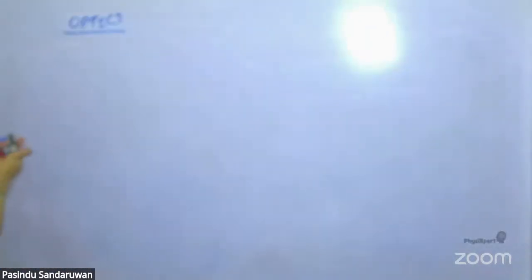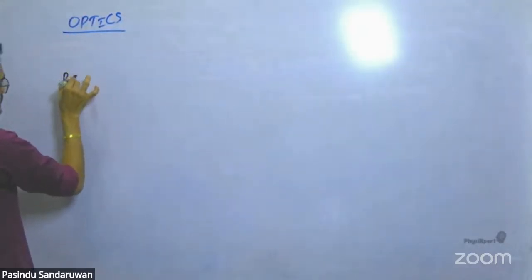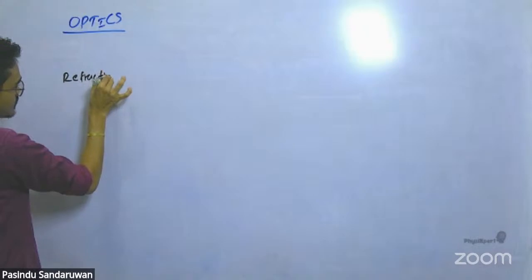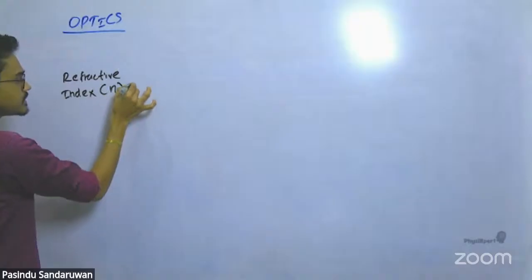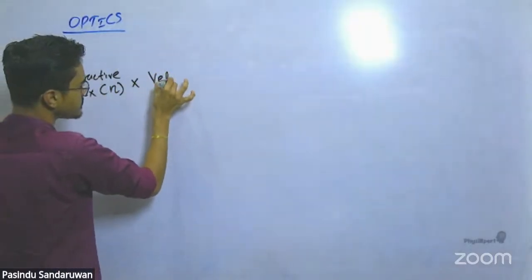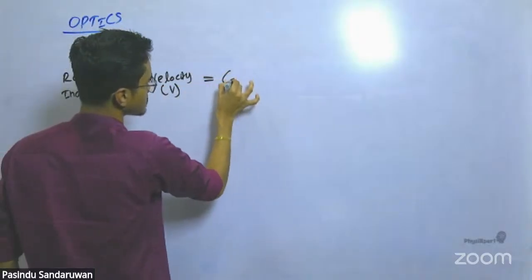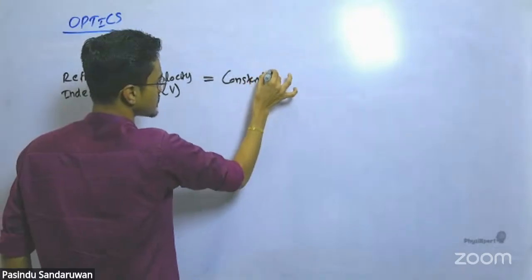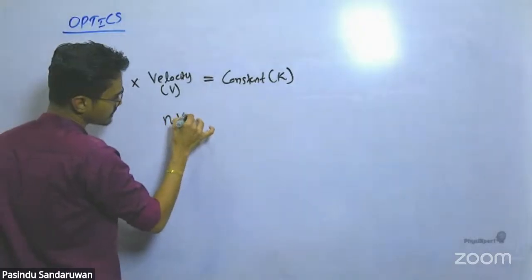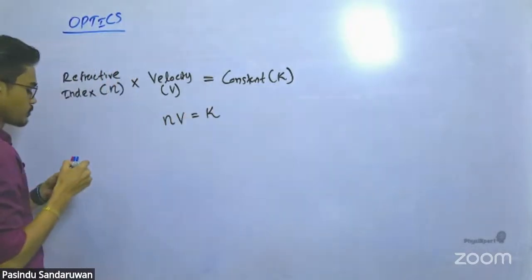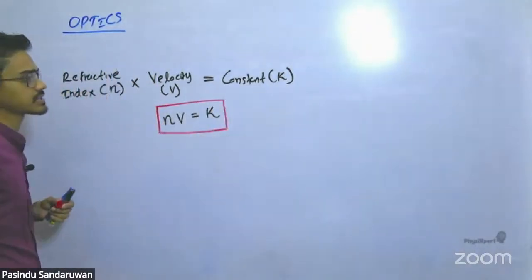So when any optical ray, light ray, travels through a medium, its refractive index we denote by n, and the product of n and velocity v becomes constant. So simply, when it travels through a medium, nv equals k. Nv equals k. Take this down and highlight.